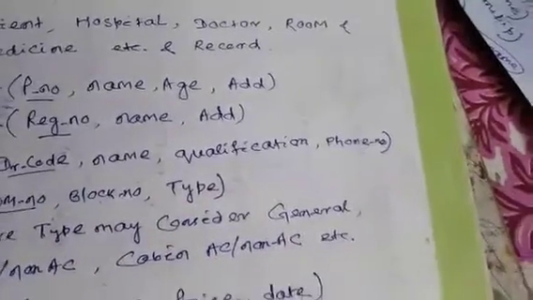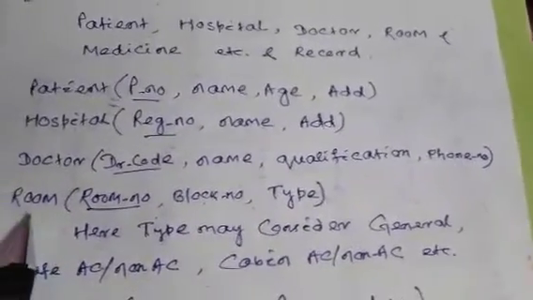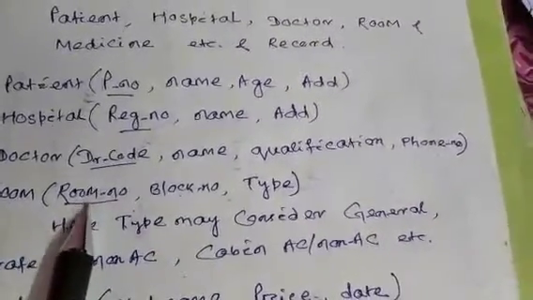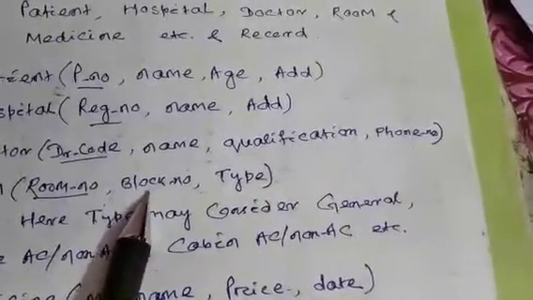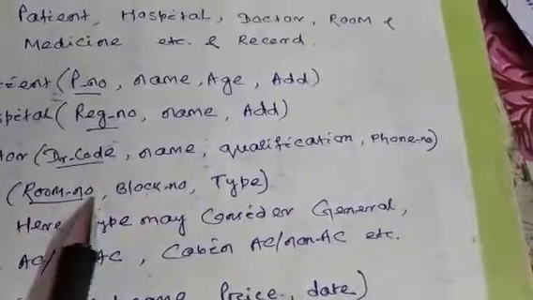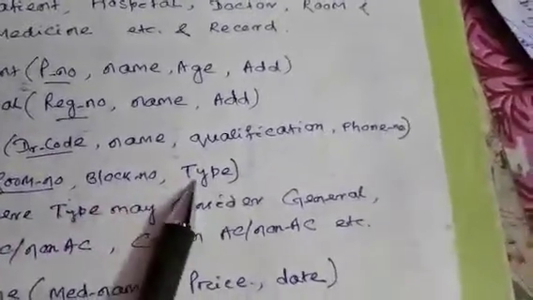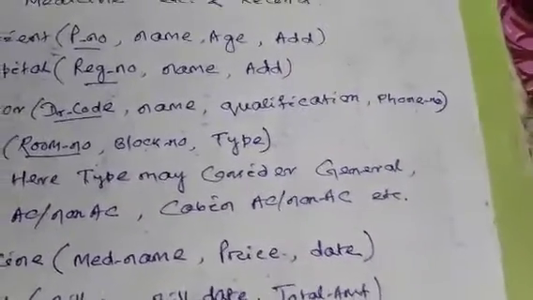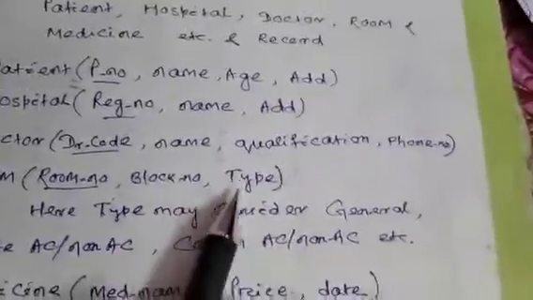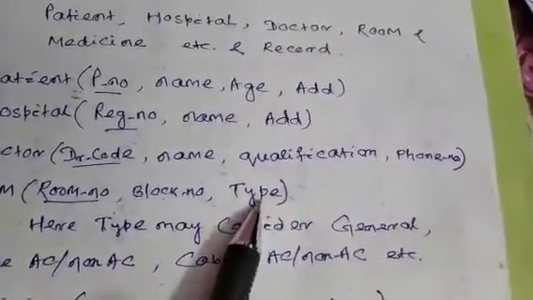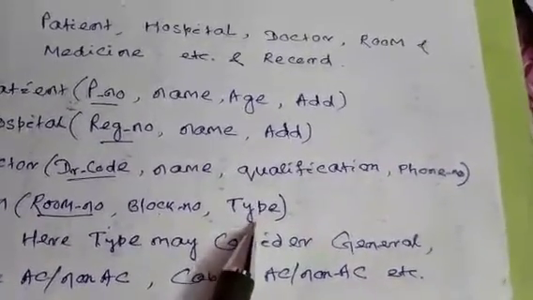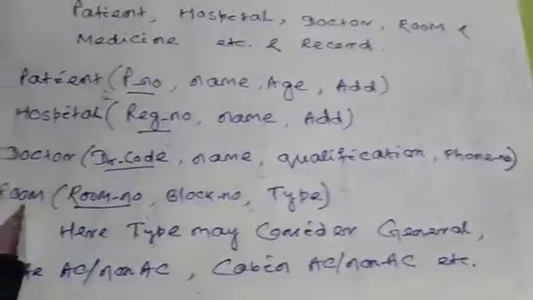Another entity is room. In a hospital there is a room, and the room must be in a block. For our example, we have considered a block number of rooms. So room number, block number and type. Suppose the type is general, or private AC or non-AC, or cabin. This is the type of room the patient wants to be admitted to or assigned. So these are the attributes for this entity room.